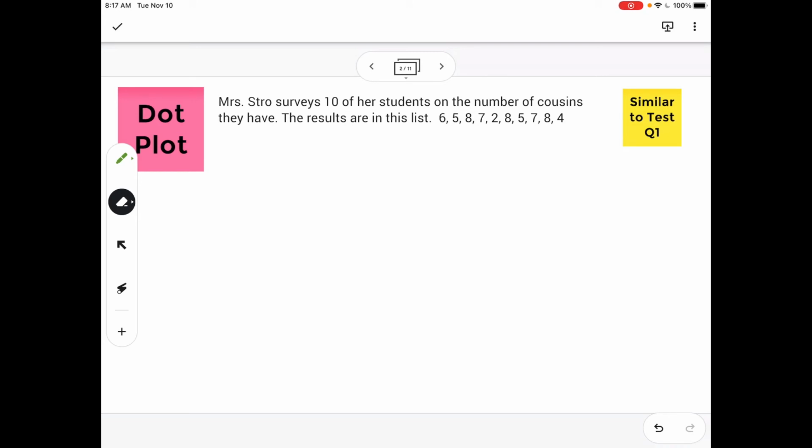Okay, number 1 also asks you to create a dot plot for this data, so I wanted to go ahead and demonstrate that as well. So in order to create a dot plot, the first thing we have to do is create a scale. So that's a number line at the bottom, and we want to choose what we want that to go by.